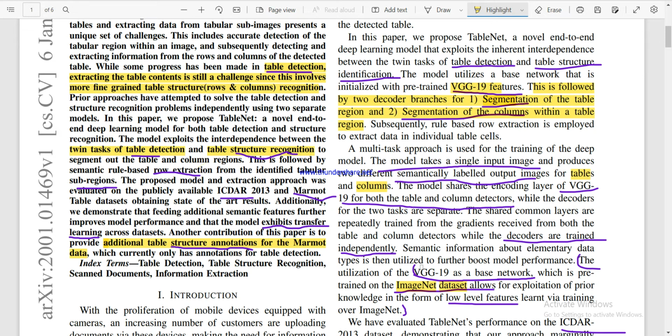So semantic information about elementary data type is then utilized to further boost model performance. So the utilization of VGG19 as a base network, which is pre-trained on the ImageNet dataset.